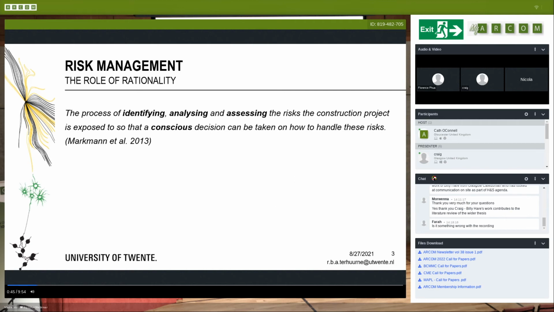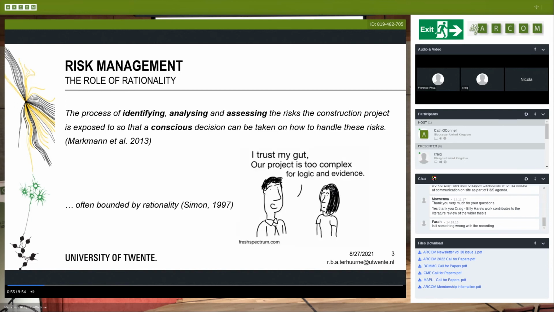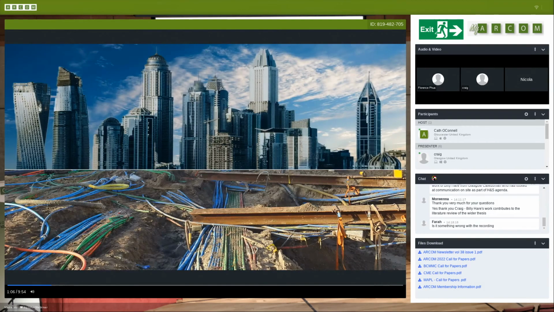Risk management can be defined as the process of identifying, analyzing, and assessing the risk the construction project is exposed to, so that a conscious decision can be taken on how to handle these risks. Yet, to make that conscious decision, we know that decision makers are often bounded by rationality, meaning that suboptimal decision making may happen. One sector in particular that deals with risks on a daily basis is the utility sector.